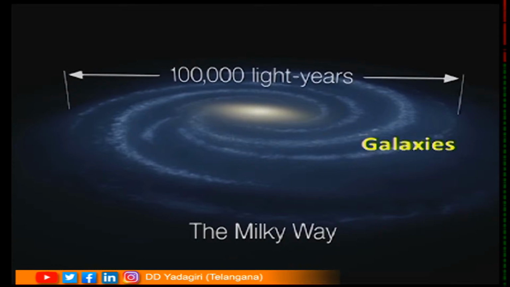You know what a light year is, children? It is the distance travelled by the light in 1 year. What is the speed of light? The speed of light is 3 lakh kilometers per second. In 1 second, the light can travel a distance of 3 lakh kilometers.